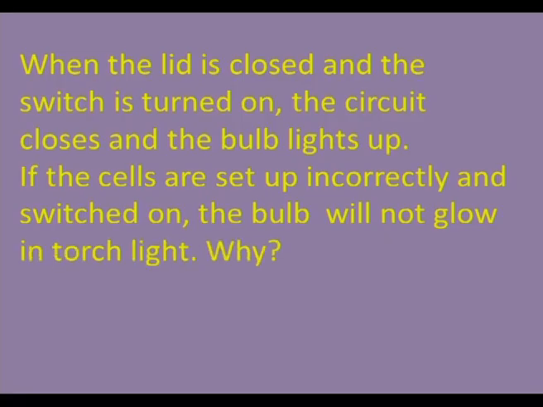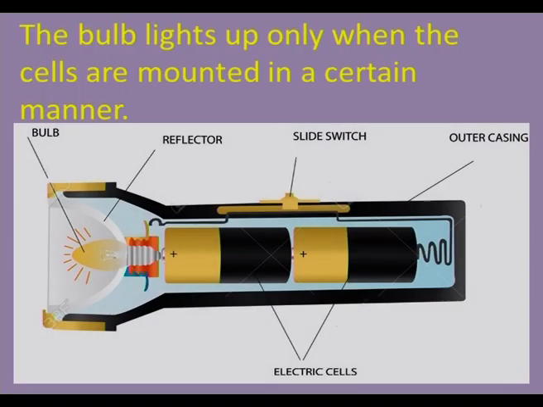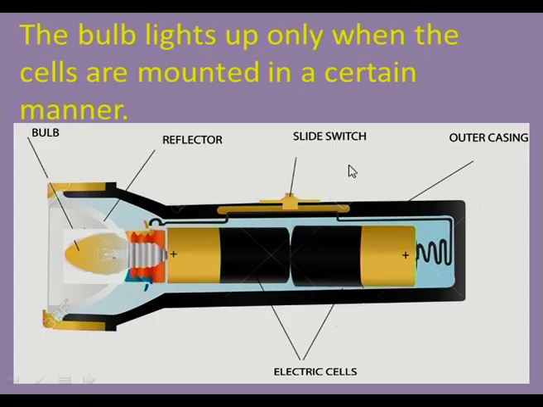Why? Now let us see. The bulb lights up only when the cells are mounted in a certain manner. Now here you observe, the bulb is lighting up. Here the negative terminal of one battery is attached to the positive terminal of another battery. Now the switch is on, and the bulb is glowing. Now I will reverse these cells, just see. Now the negative terminal of the battery is attached to the negative terminal of another battery. This is the incorrect way. Now the bulb is off. We won't get light in this manner.